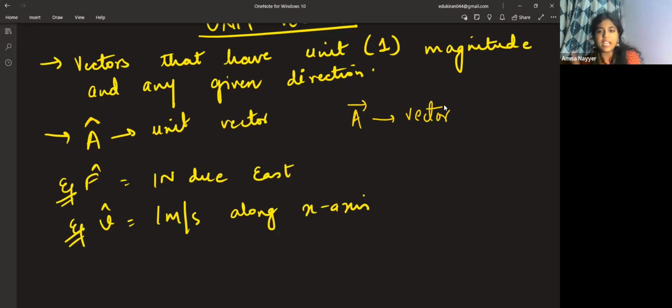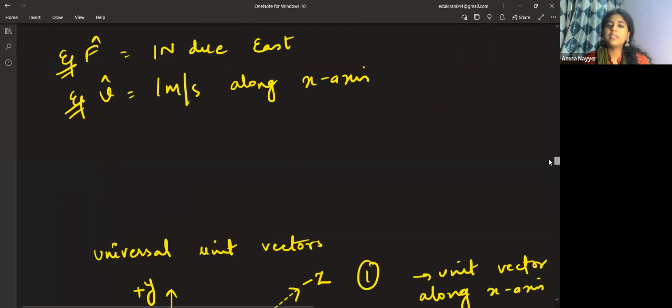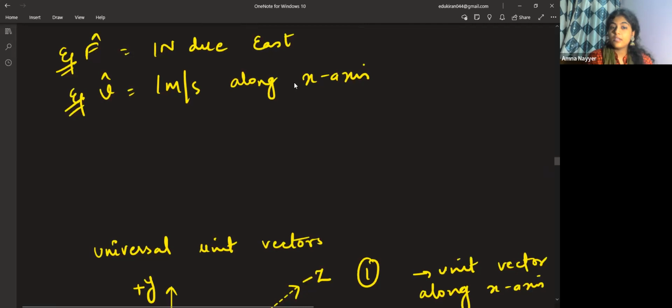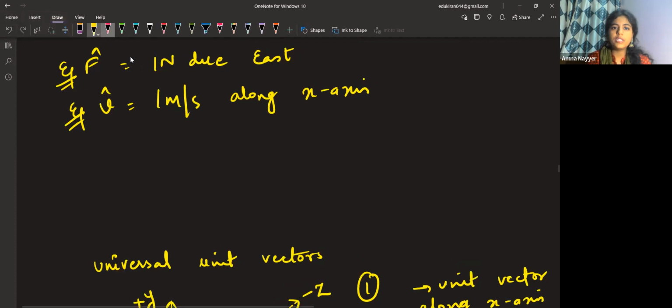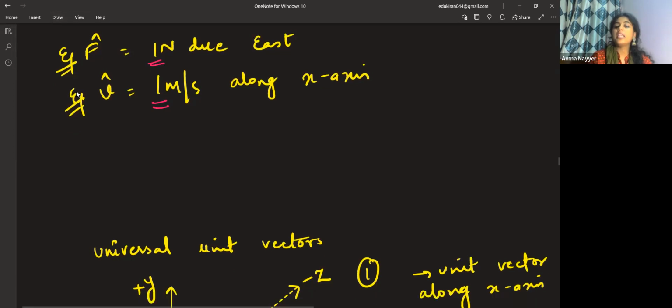Fine. A is the vector. A cap is the unit vector. Suppose I write F cap is equal to 1 Newton due east. What is the magnitude? Out of this entire term, only 1 is the magnitude. So it's a unit vector. See this velocity. V cap is 1 meter per second along the x axis. The magnitude in both these cases is 1, so all these are unit vectors.